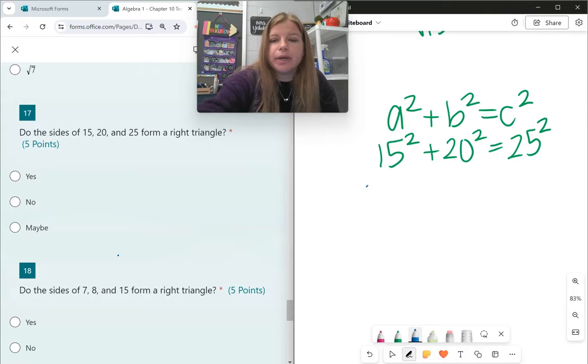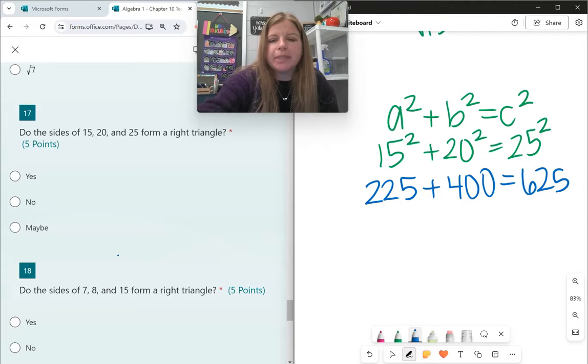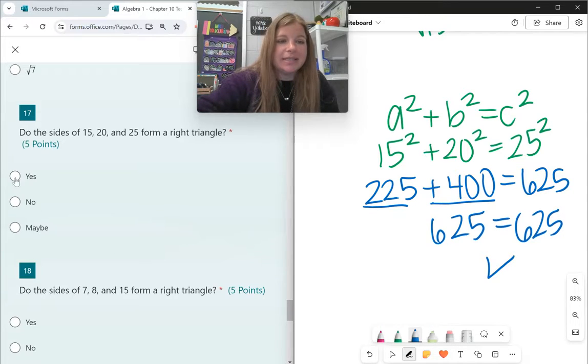So 15 squared is 225, plus 20 squared is 400, and 25 squared is 625. And look what happens here. 225 plus 400 is 625, and 625 does equal 625, so the answer is yes.